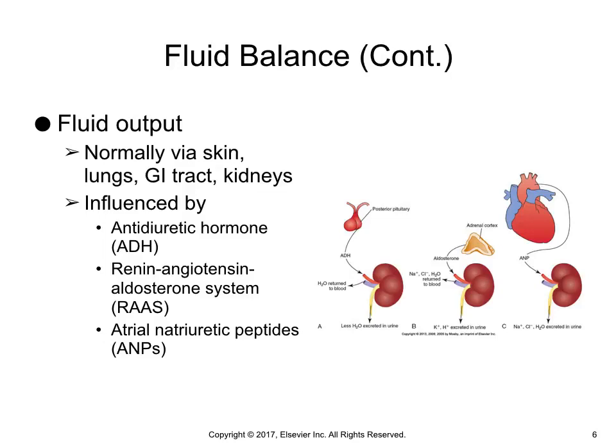The renin-angiotensin-aldosterone system regulates ECF volume by influencing how much sodium and water are excreted in urine. It also contributes to regulation of blood pressure. Aldosterone circulates to the kidneys, where it causes reabsorption of sodium and water in isotonic proportion in the distal renal tubules.